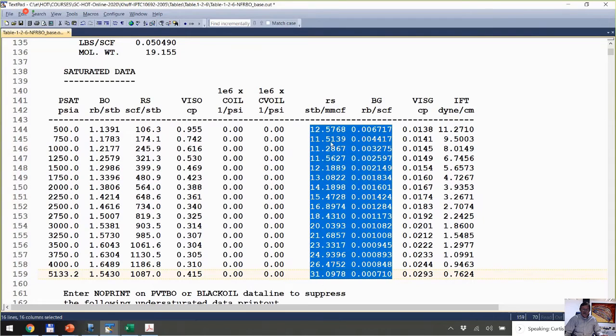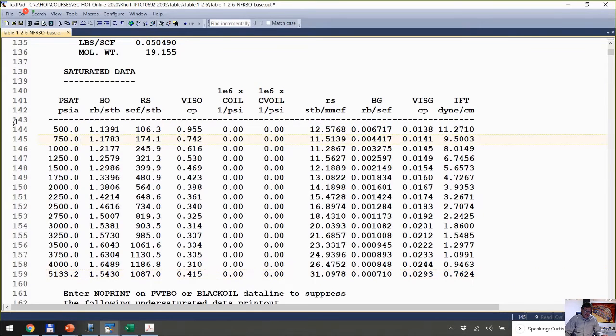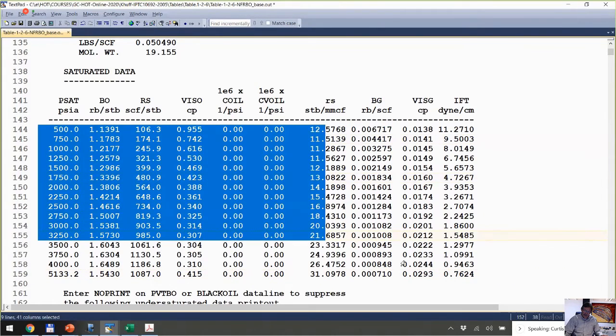And the fact that the little RS doesn't change very much is why the recovery factor of condensate is much closer to the recovery factor of gas for this kind of lean condensate. Okay, we'll come back to that a little bit later. So this is the example of the saturated Blackwell table.